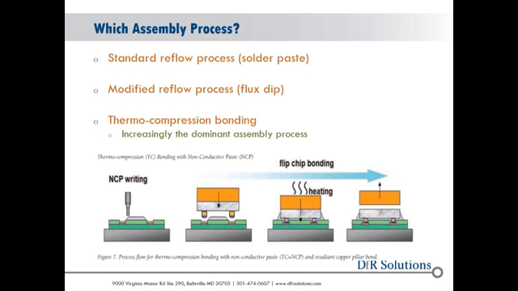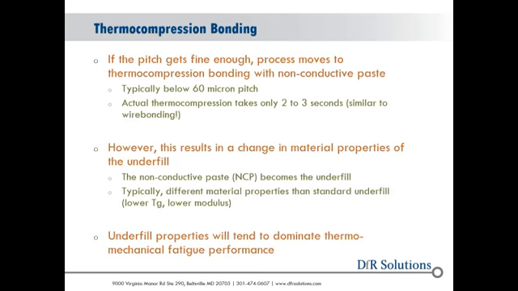So typically, just to recall, we said once we get down to about 125 micron pitch, it really has to be copper pillar. And if I get below 60 micron pitch, it's going to be copper pillar with thermocompression bonding and that non-conductive paste. There's some benefits to it. I mean, the process only takes 2 to 3 seconds, right? So as fast as wire bonding.